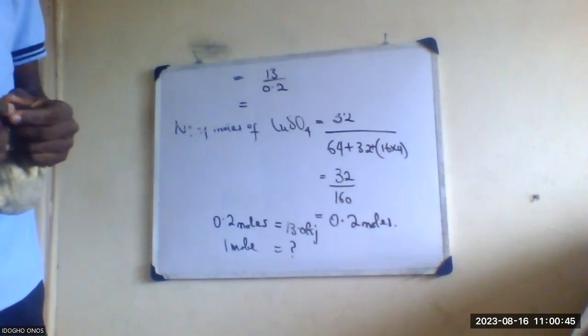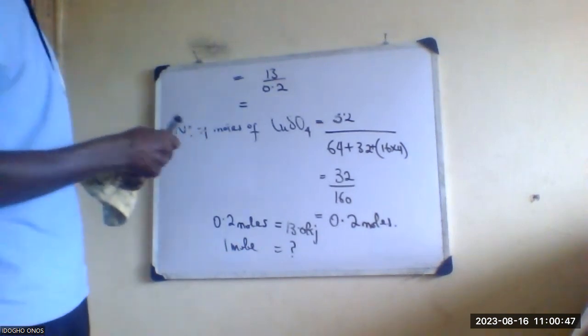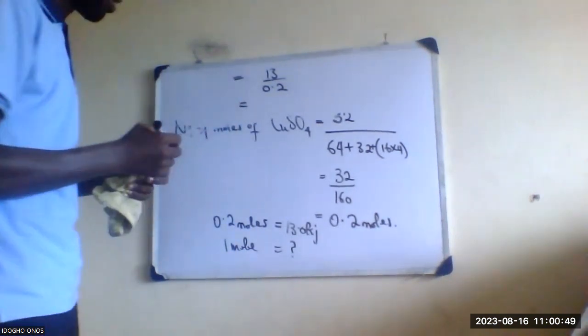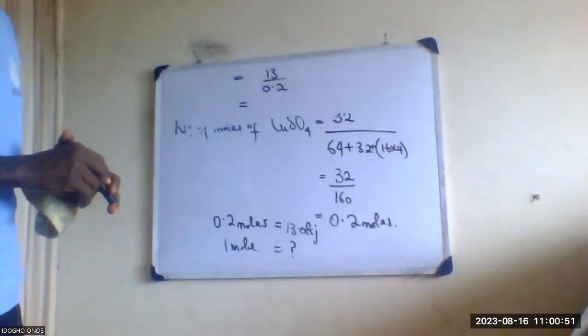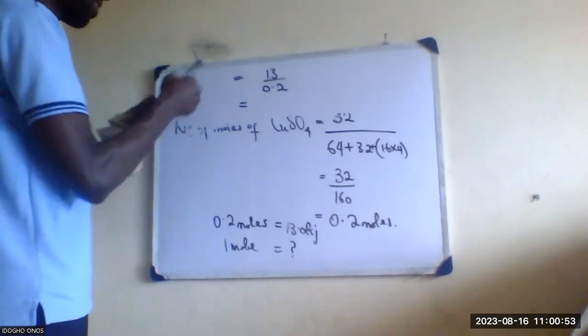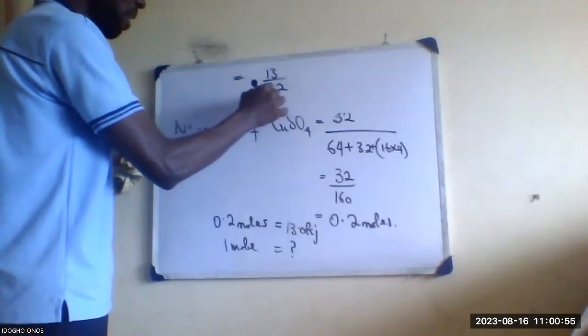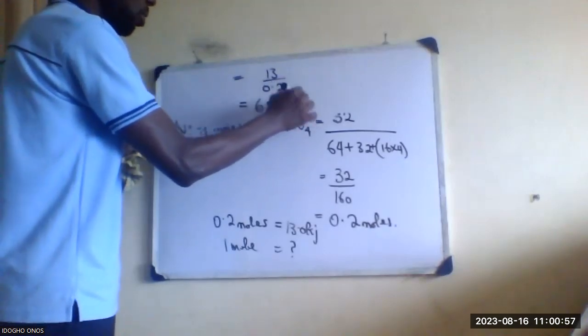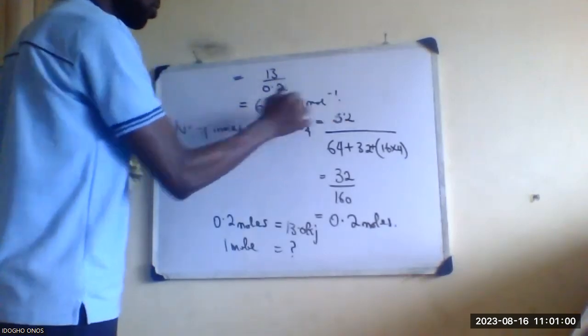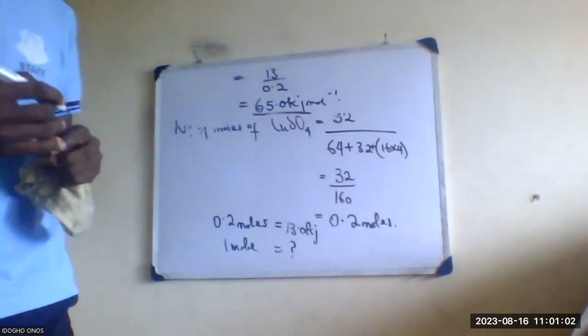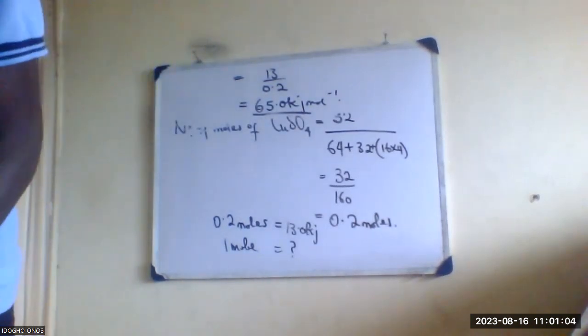Are you with me? Yes. I got confused there before. Okay, where exactly? Let me know. When you said 0.2 over 13, okay, I got it. So that will give you 65.0 kilojoules per mole. That is the heat of solution. Okay. That's your answer.